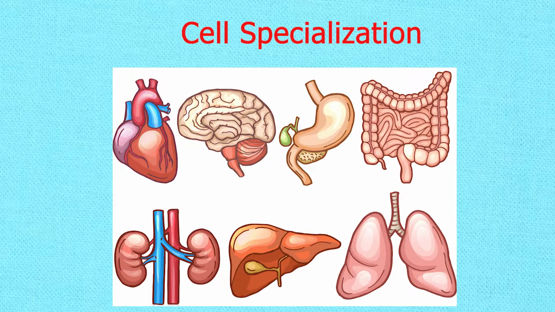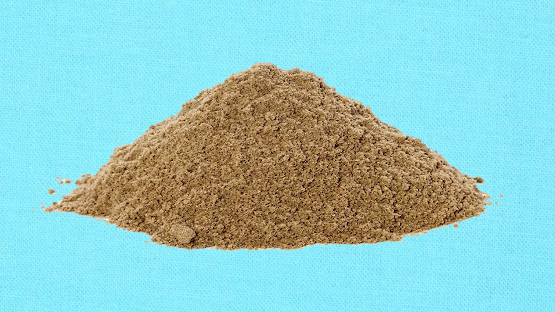So how do you get to this point where you have all these jobs and all these roles for these different cells? Well, first of all, you start out with something called stem cells. Let's assume in this analogy, a stem cell is a pile of sand from the beach. You just throw a pile of sand down. It's not in any shape. It's not really doing anything. It's just a pile of sand.